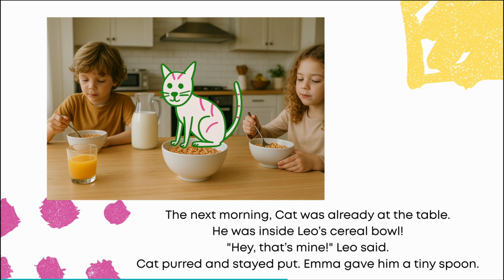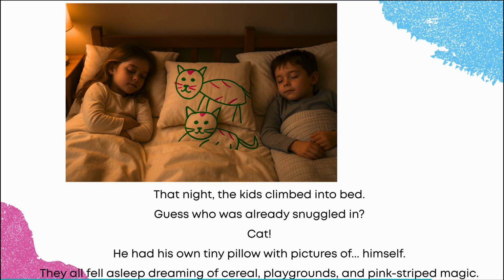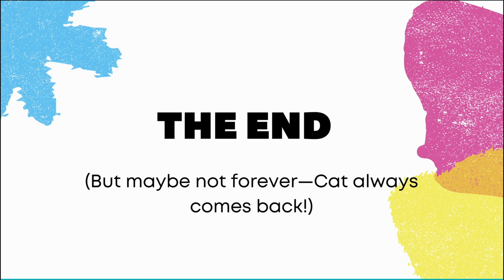Emma gave him a tiny spoon. Cat crunched, he slurped. He made a Cheerio mustache. "Best breakfast ever," he purred. "Don't eat our lunch too," Emma giggled. Cat just winked. That night, the kids climbed into bed. Guess who was already snuggled in? Cat! He had his own tiny pillow with pictures of himself. They all fell asleep, dreaming of cereal, playgrounds, and pink-striped magic. The end. But maybe not forever.